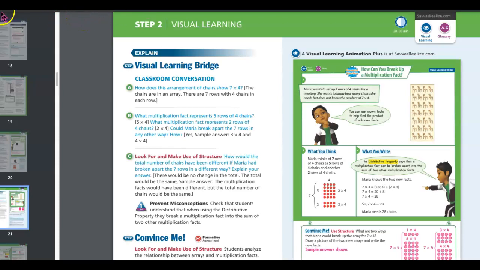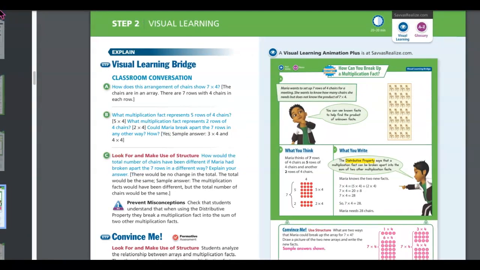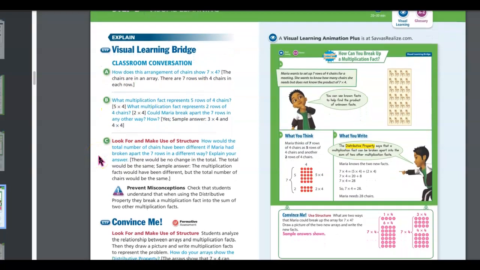So again, whichever way you are more comfortable with, whatever best fits the needs of your students. If you want to do print, digital, or both, step two also has both. So again, classroom conversation, it gives you what to start with if you're not sure on what questions to ask.